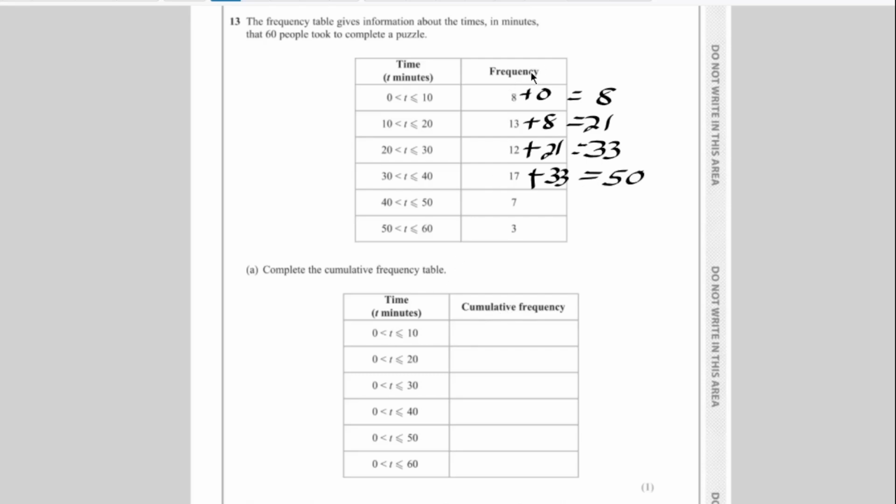Before 8 there was nothing, that's why I added 0. Then the first cumulative frequency comes as 8. Second one, the frequency is 13. The previous total is 8. Then 13 plus 8 becomes 21. Likewise 33, 50, then 57. 57 plus 3 is 60. If we've done this perfectly, the last cumulative frequency should equal the total frequency. Yes, the question says there are 60 people, and my last cumulative frequency is 60.